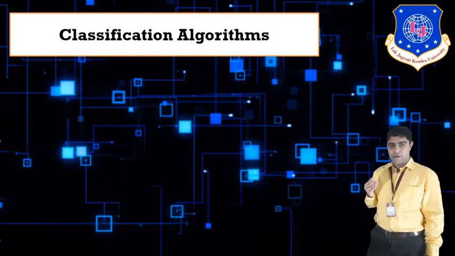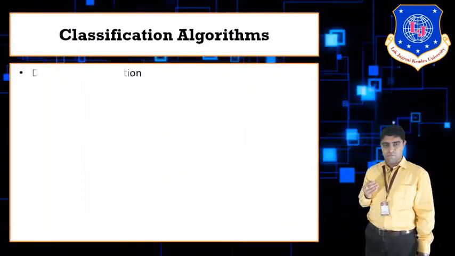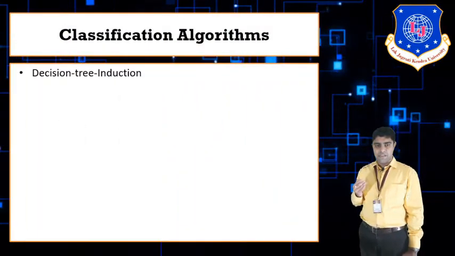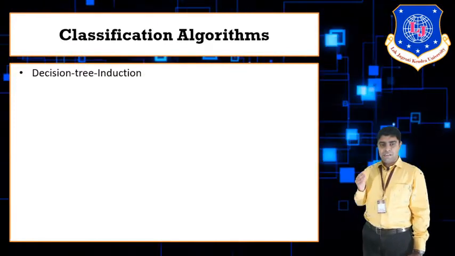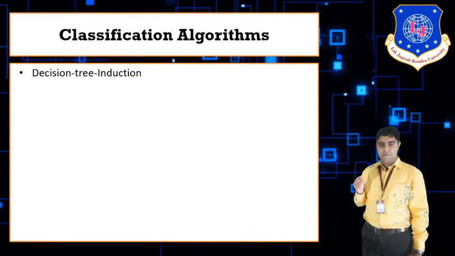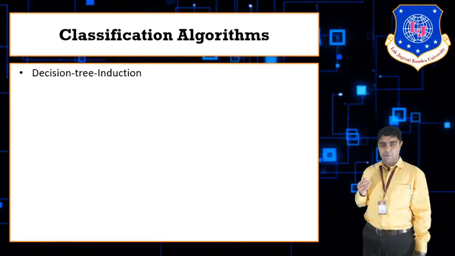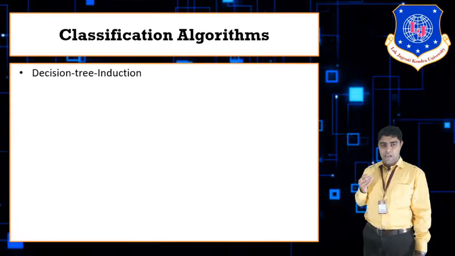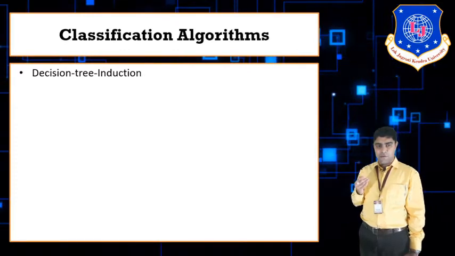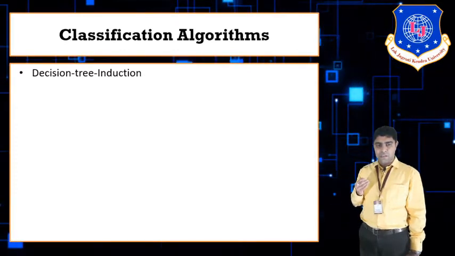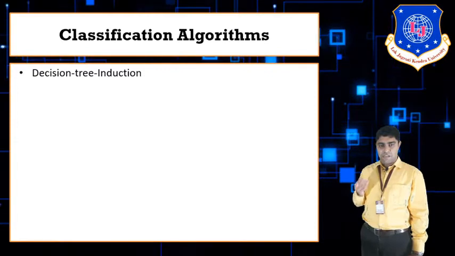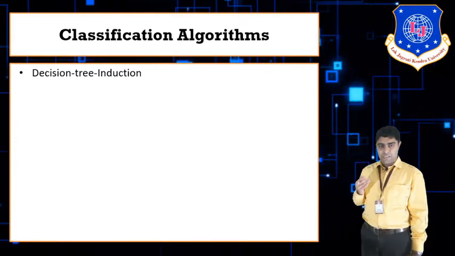Now there are different types of classification algorithms. First, decision tree induction. In a decision tree, there is a tree for the decision whether we have to take yes or no. That is called decision tree classification, and it is one type of classification algorithm. Then there are the Apriori algorithm and the FP growth algorithm. So these are the classification algorithms. K nearest neighbor and naive Bayes algorithms are also classification techniques.